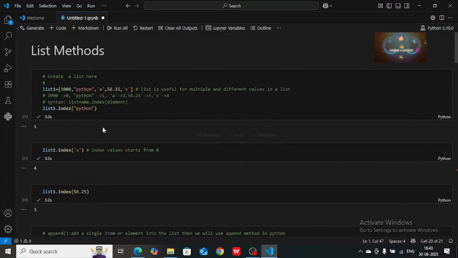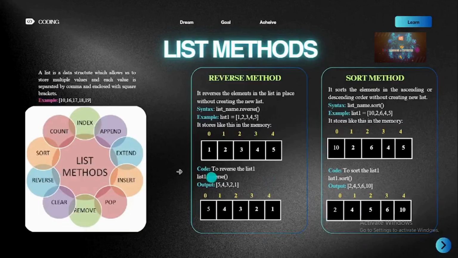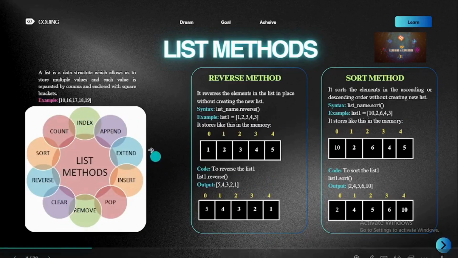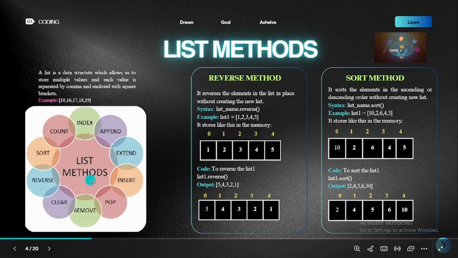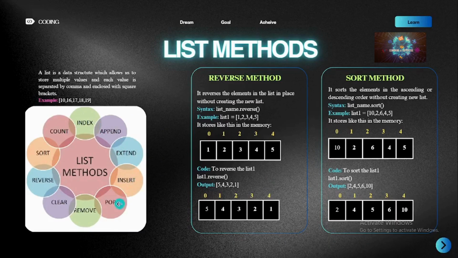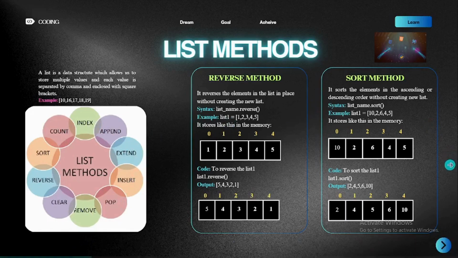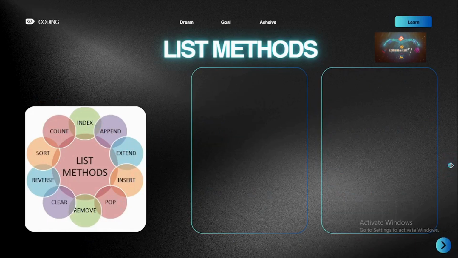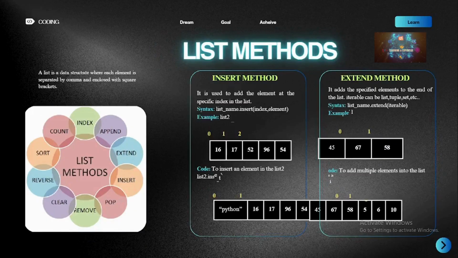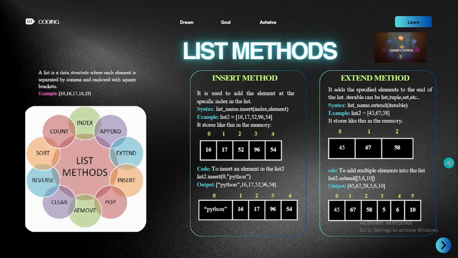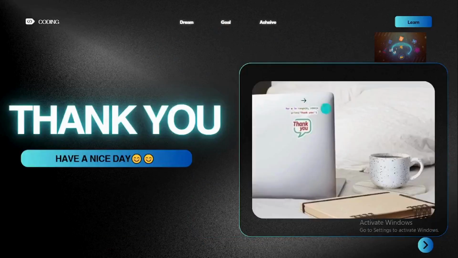Let's go back to our presentation. So all these list methods are discussed right now: index, append, extend, insert, pop, remove, clear, reverse, sort and count. So this is about the list methods in today's session. In the upcoming sessions, we are going to discuss set, dictionary, tuples and a lot more.